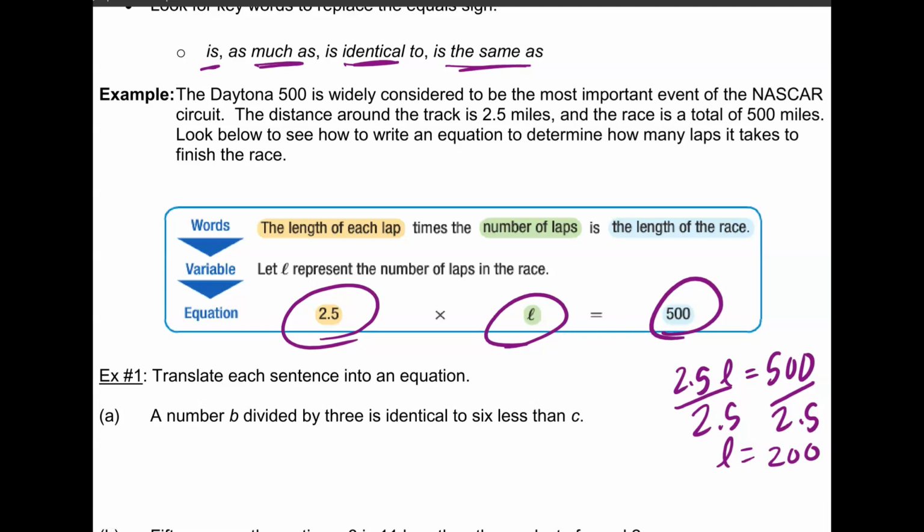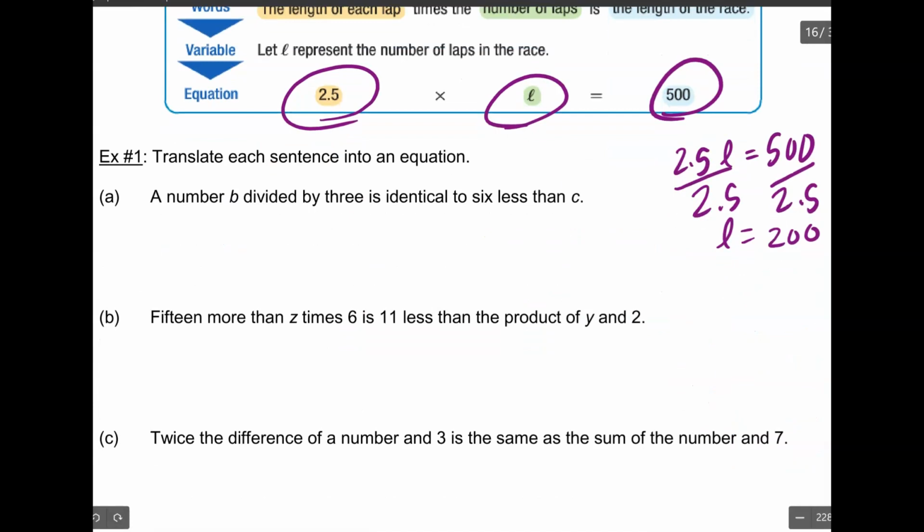All right, example 1, translate each sentence into an equation. A number B is divided by 3. A number B divided by 3 is identical to 6 less than C. So what this looks like is B divided by 3 equals 6 less than C. So 6 less than C, so it's C minus 6.